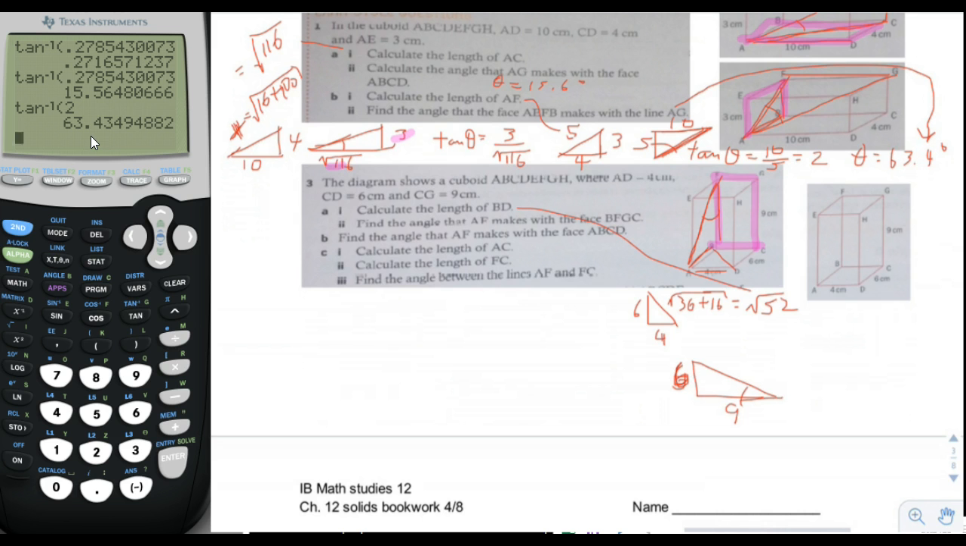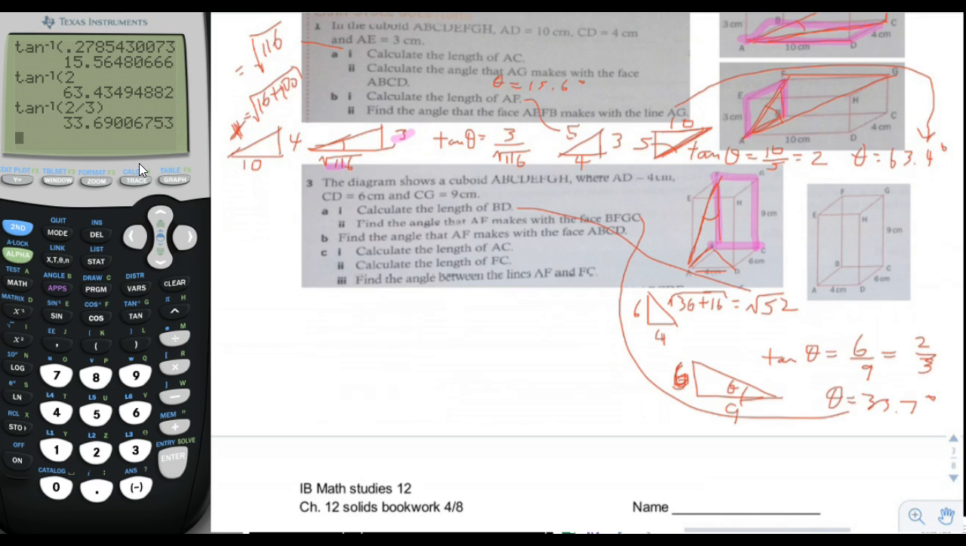So you could do this with tangent. The tangent of theta is equal to the opposite, which is 6, divided by the adjacent, which is 9. That's equal to 2/3. Right? So let's see. Inverse tangent of 2/3 is equal to 33.7 degrees. Okay? All right.